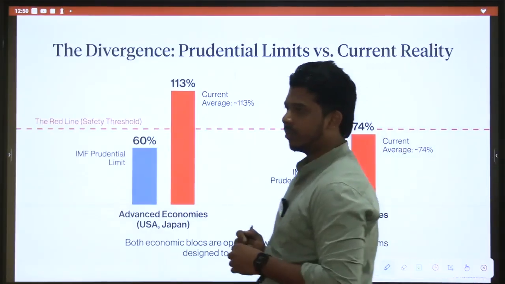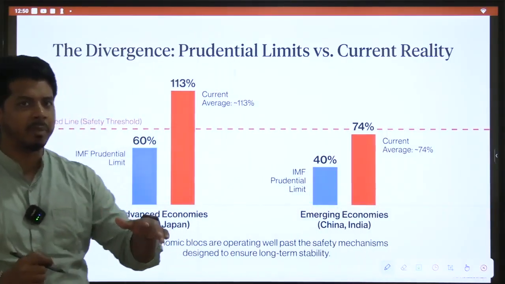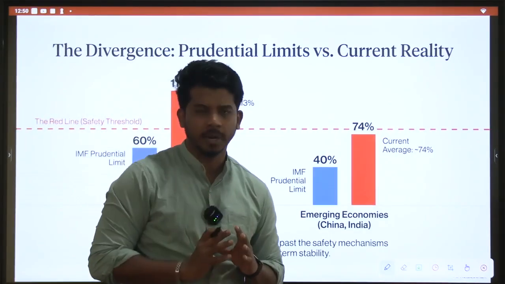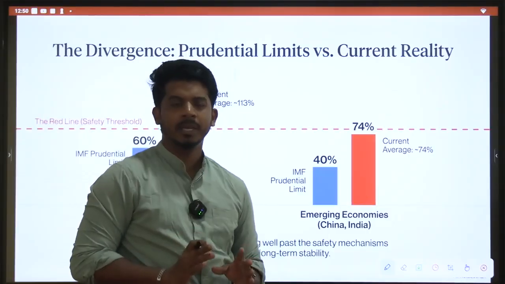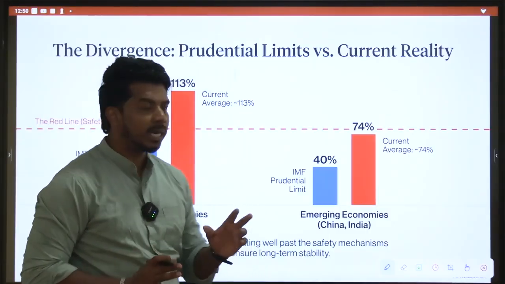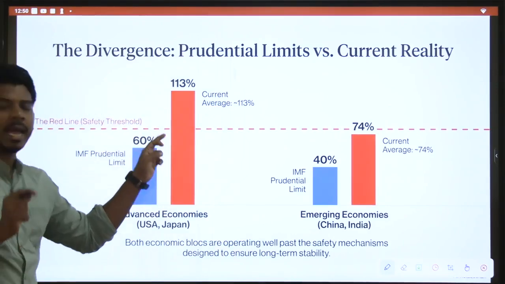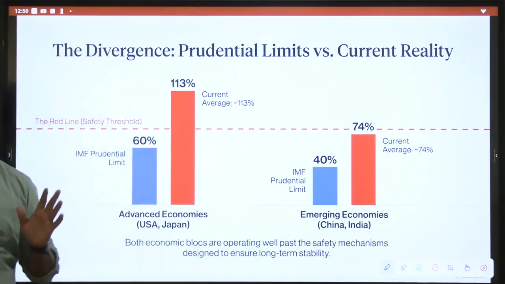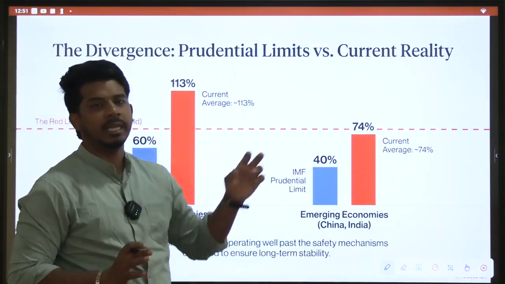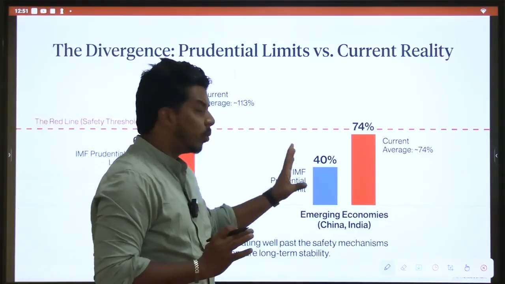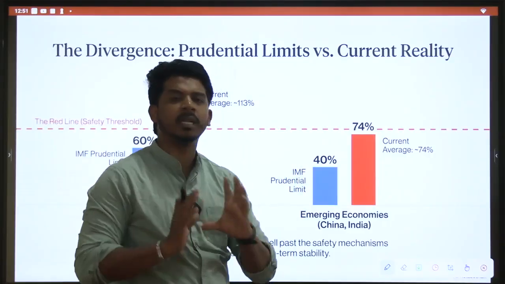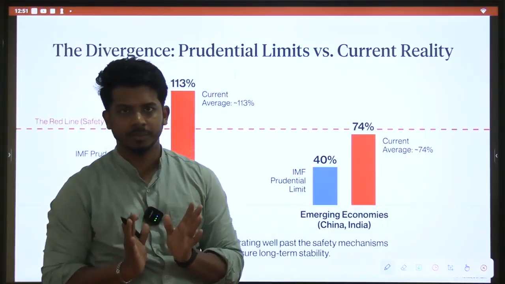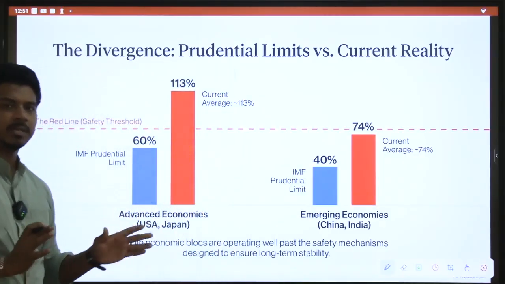Various international organizations like the IMF have suggested a safe level to many countries. So what is the safe level of borrowing? If you are a developed country like the US or Japan, you can have debt levels, that means the amount you borrow, up to 60% of your GDP. If you are a developing country like India, you can have debt levels up to 40% of your GDP. Up to 40% you can borrow, it is fine. But what is the present situation?